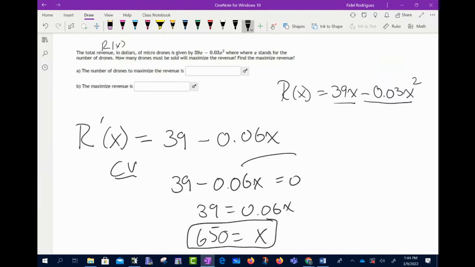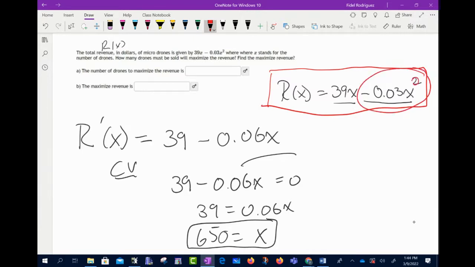Look at the question. It says, how many drones must be sold to maximize revenue? Guys, I want you to look at my revenue function. Isn't this a parabola because it's an x squared? Right? So again, think about it. It's a parabola. It has an x squared. It doesn't matter that the x squared comes later in the equation, but that's the highest power of the x. Look at the sign of the number in front of the x squared. It's negative. What does that tell me? That my parabola opens down, so that is going to be my maximum, right? So look, the total number of drones to maximize revenue, we came up with 650. So we're going to put a 650 right here.